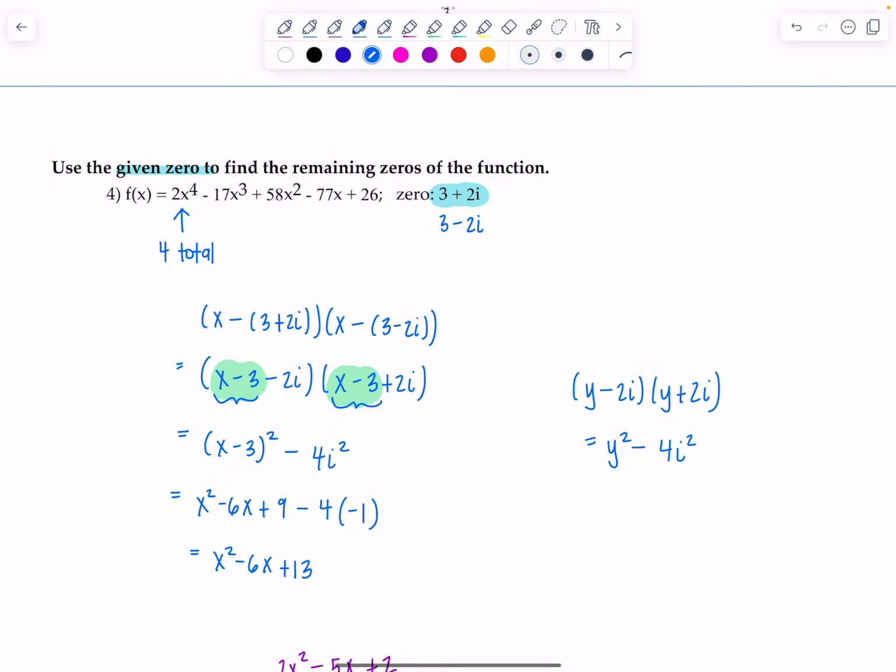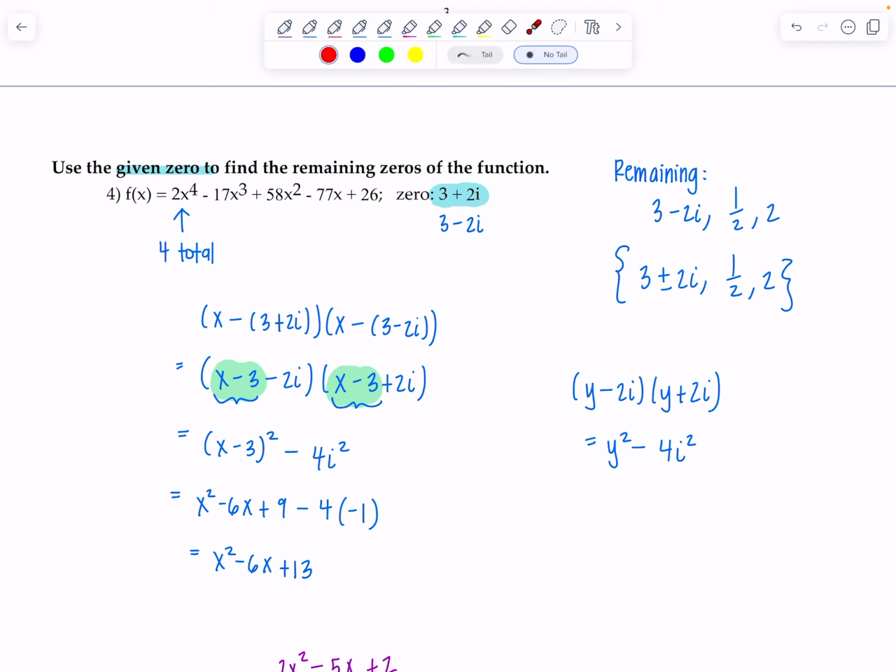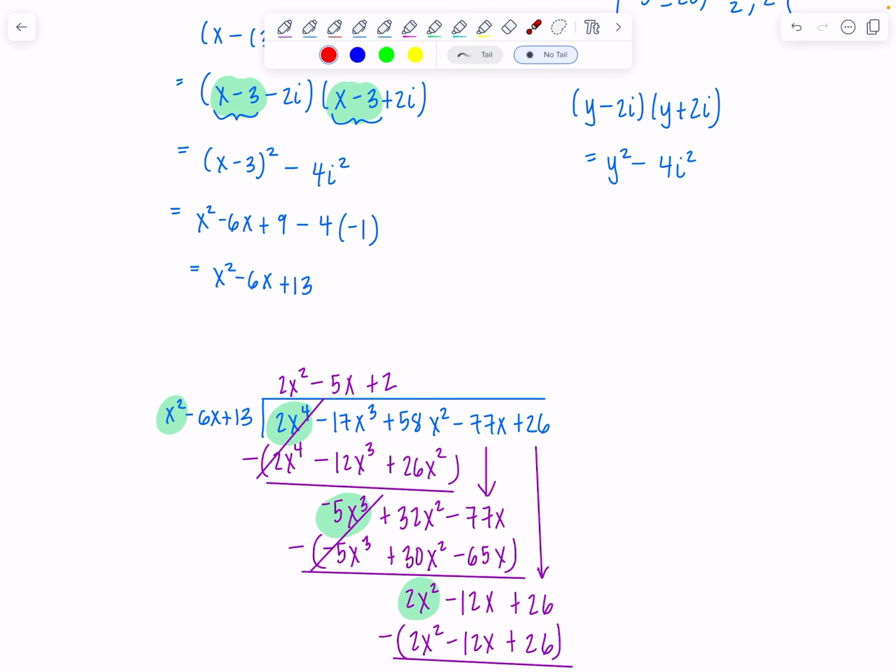So find the remaining zeros. The remaining, they gave me 1. The remaining ones are 3 minus 2i, 1/2, and 2. But if you wanted to write all the zeros, a complete solution set, it's 3 plus or minus 2i, 1/2, and 2. And they didn't get full credit if they just sat there using the rational roots theorem and just guessed and checked and did synthetic division until they got 1/2 and 2, because the direction said that you needed to use the given zero to find the remaining ones. So the remaining ones were found via polynomial long division. Okay, good.